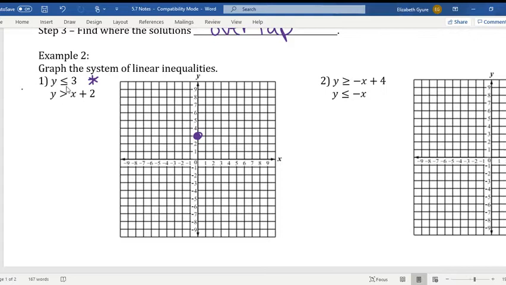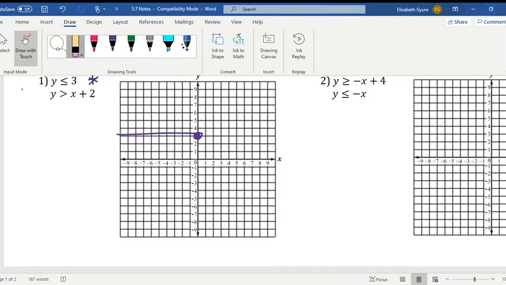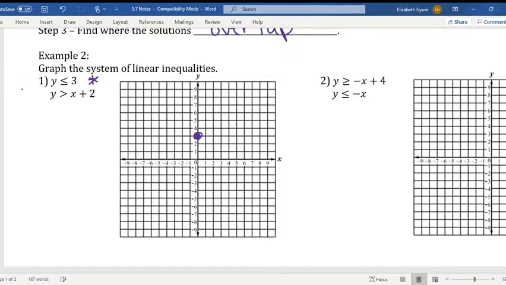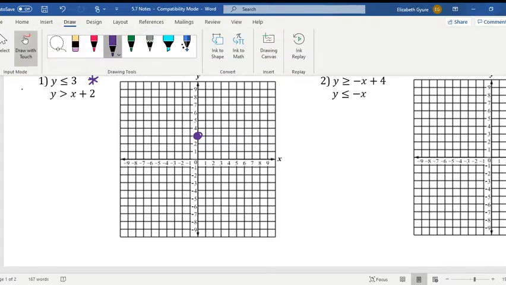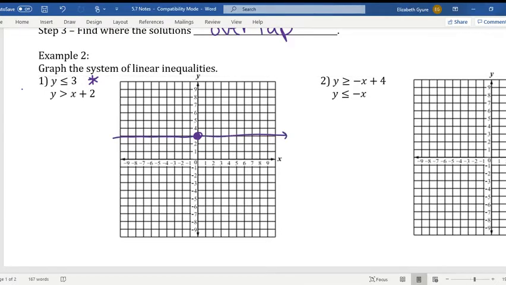Take a look at our inequality symbol. It's a less than or equal to. Am I going to put a dotted line or a solid line? Good, yeah, it's going to be a solid. Remember, when there's a line underneath it, use the solid line. So I'm going to put a solid line through 3. Wish I could use a ruler on here. All right, so there's my solid line.